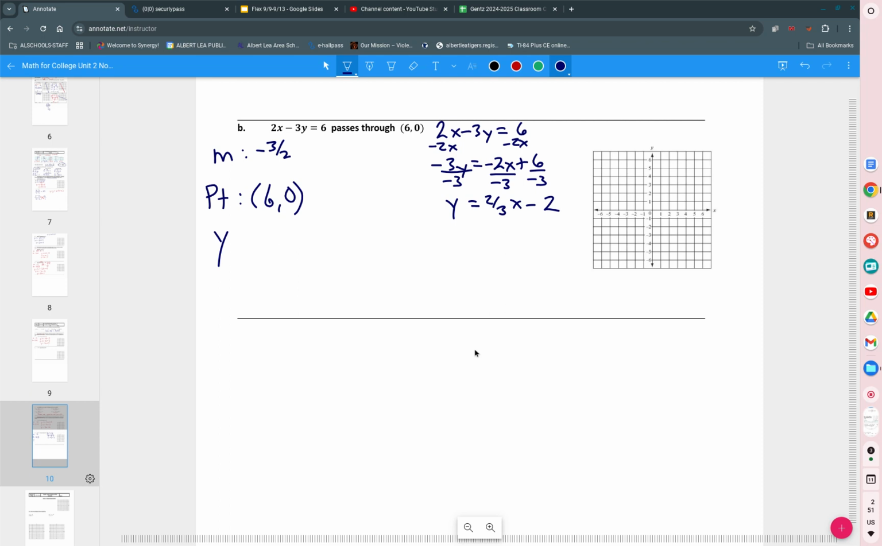Y minus 0, which is just y, is equal to negative 3/2 times x minus 6. So y is equal to negative 3/2 x. How do I do negative 3/2 times negative 6? You multiply the top of the fraction, you divide by the bottom of the fraction. So negative 3 times negative 6 is positive 18, divided by 2 is positive 9.